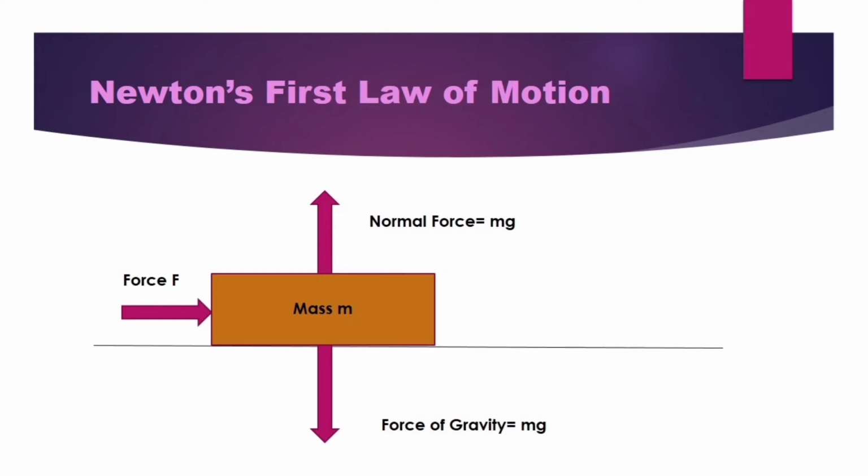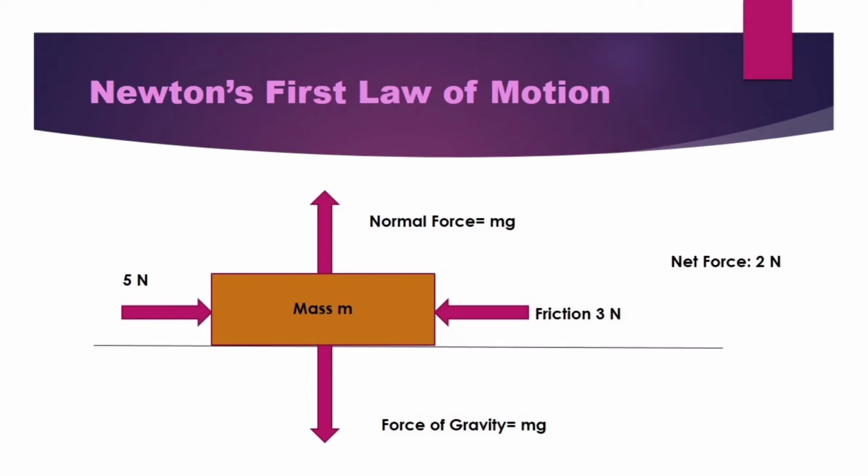Imagine a block is resting on the ground. Here the force of gravity is balanced by the normal force, so the block is at rest. And now, a force is applied to the block. Since the block is acted upon by a net force, it should move and continue to move. But that doesn't happen. It is due to the force of friction that opposes the applied force.